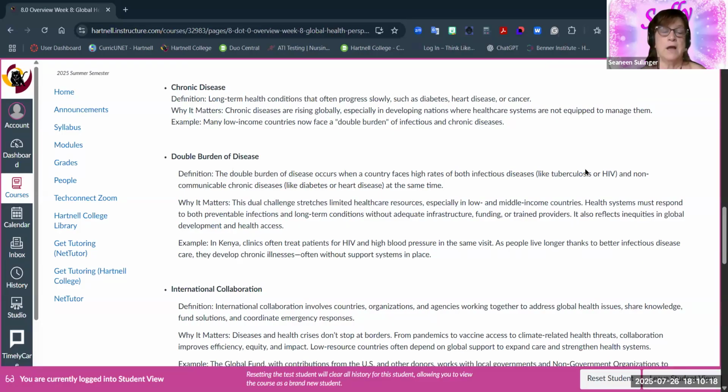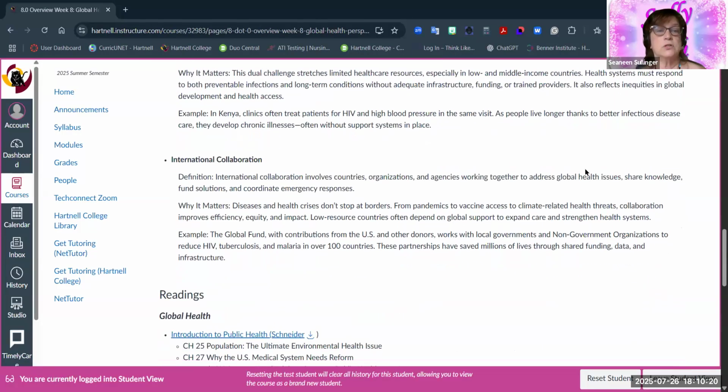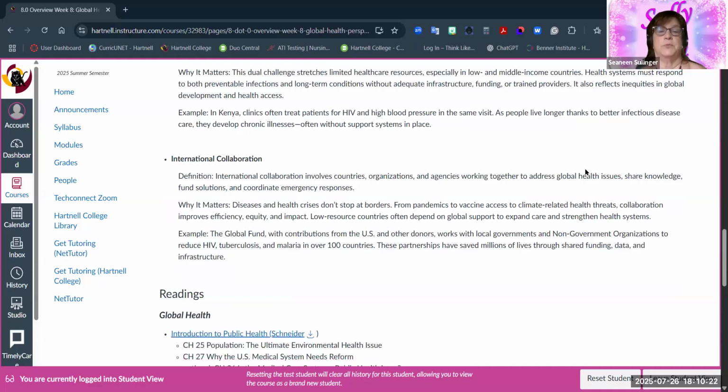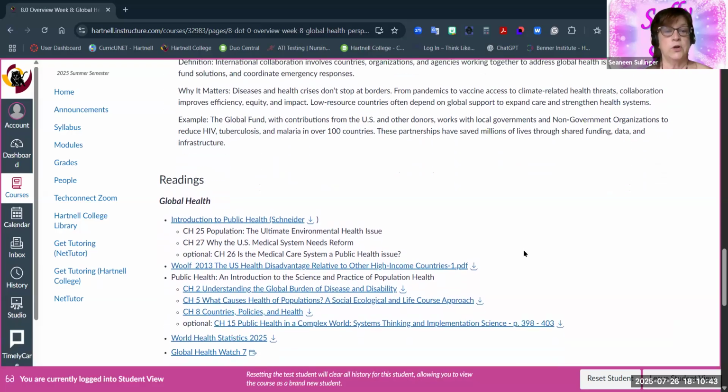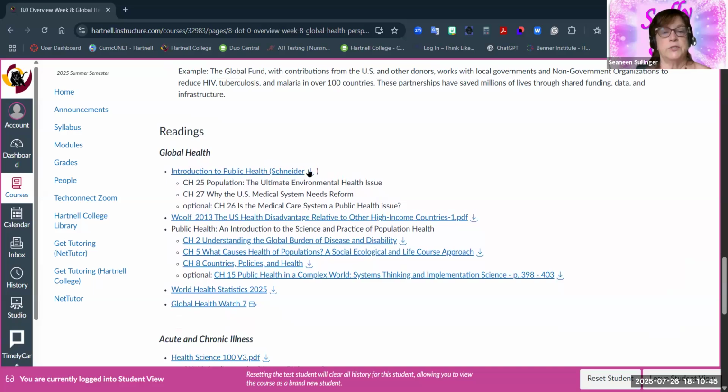And then finally, the final key concept would be international collaboration: collaboration between countries, organizations, and agencies working together to address global health issues, share knowledge, and help to coordinate, find solutions, and fund solutions, those types of things. There is a list that will show you different organizations and how they work. And here are your readings with your links to those particular resources.